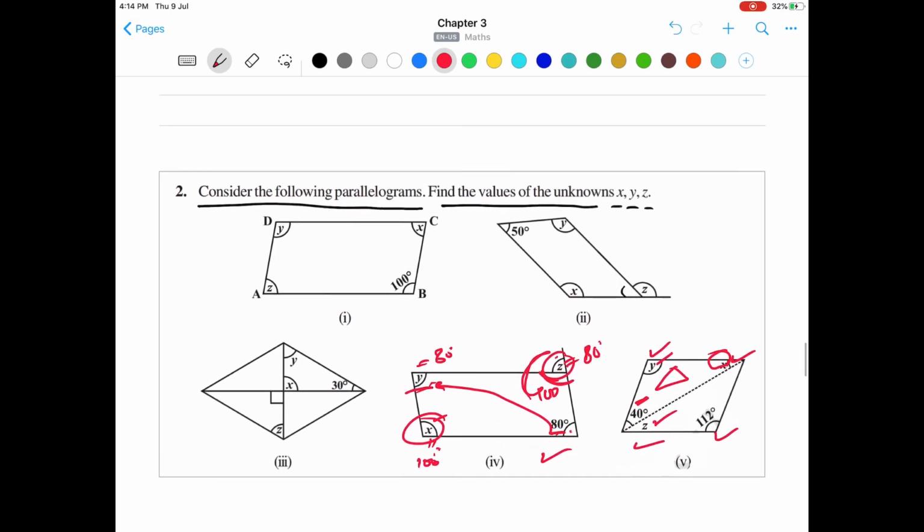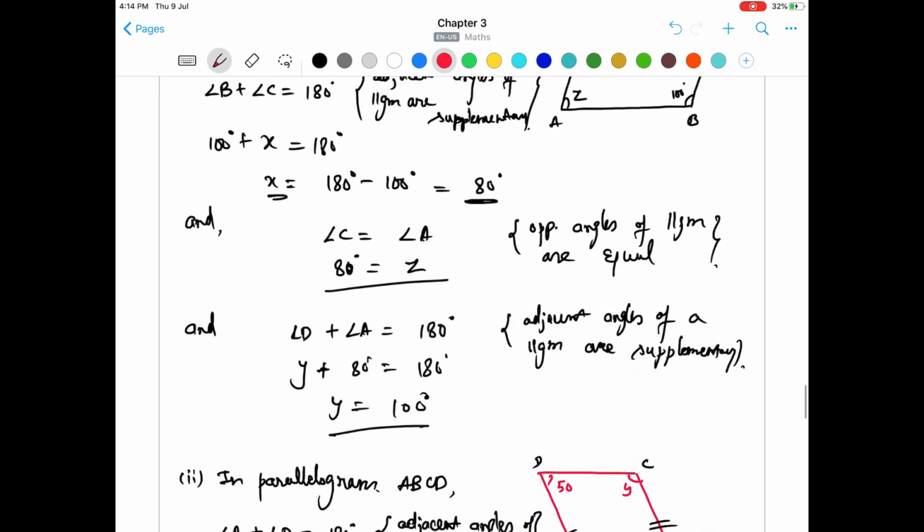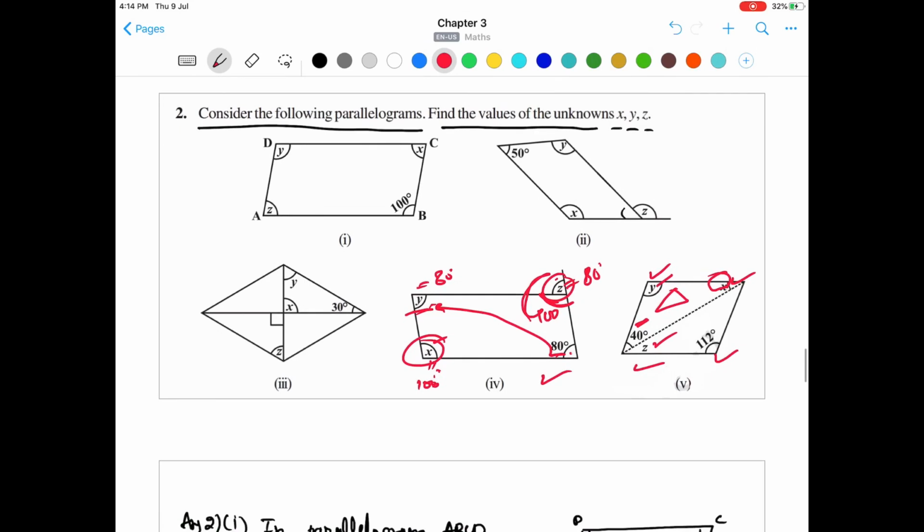Okay, with that we have completed question number 2. So that's all for now. In the next session we'll start with question number 3.